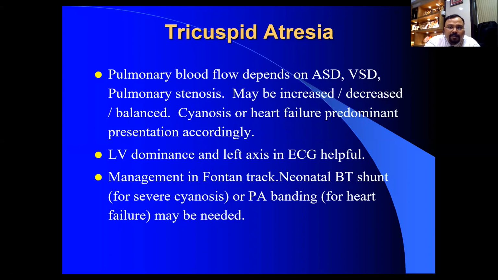And management, as we have discussed, is a 3-stage approach. If tricuspid atresia with decreased pulmonary blood flow, that is pulmonary stenosis, then the first stage will be BT shunt. The second and third stages will be Glenn and Fontan. Whereas in tricuspid atresia with increased pulmonary blood flow, the first stage will be different. It will be pulmonary artery banding, PA banding, to restrict pulmonary blood flow.